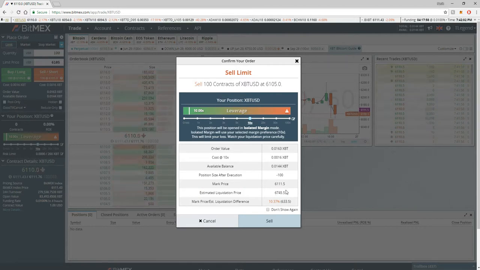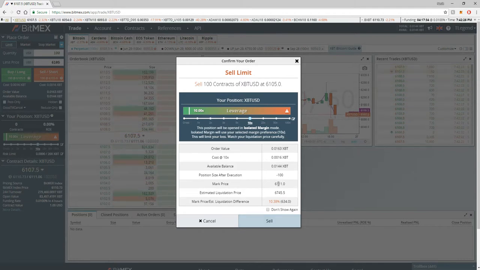So since I'm shorting it, if it was to actually go up instead of going down, and it hits the price of 6,745, I will get liquidated. That means I lose that $10, that 0.0016 BTC that I put in. So I do recommend keeping a lower leverage, so this price wouldn't be that close to your entry.